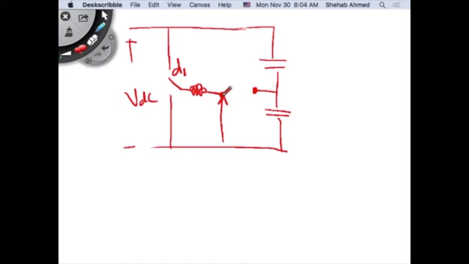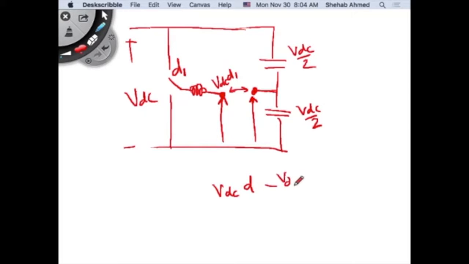What's the average value of voltage at this node? VDC times D1. And then the average value of voltage at this node, this is a capacitive voltage divider, so it's taking the VDC and dividing it into VDC over 2 and VDC over 2, hence the average value of voltage here with respect to this reference, same reference, is VDC over 2, right? And then the output voltage for the half bridge inverter was VDC times D minus VDC over 2. This was the average output voltage in this case.